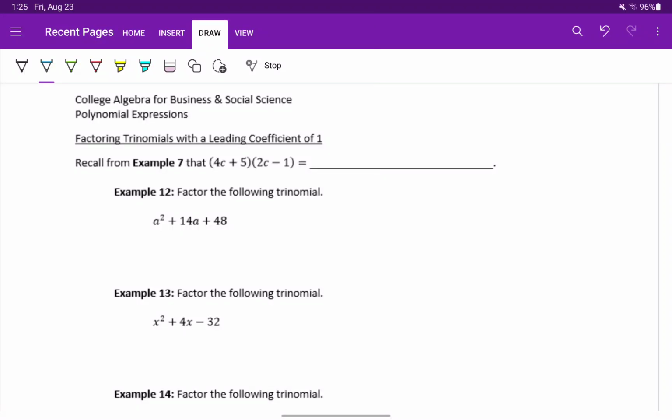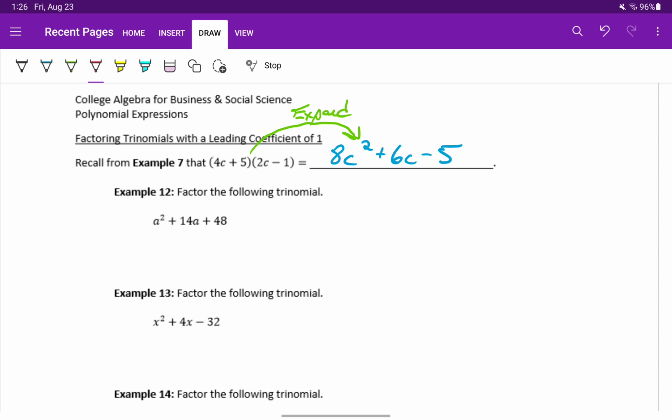Recall what we completed in example 7. We found that 4c plus 5 times 2c minus 1, when we multiplied those two binomials together, the result was 8c squared plus 6c minus 5. What that means is we took that product and we expanded it into this trinomial.